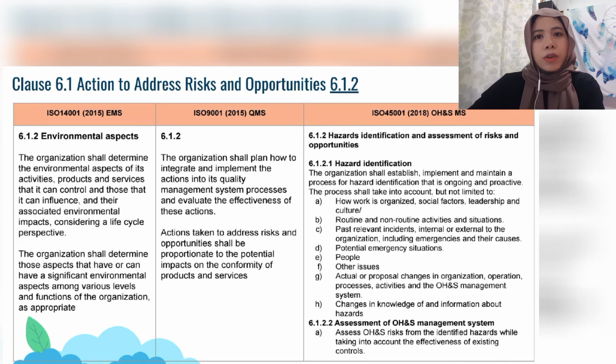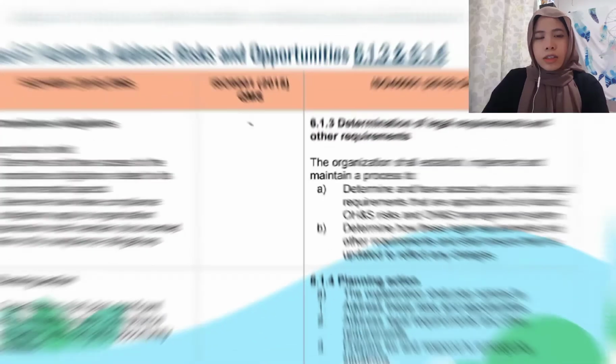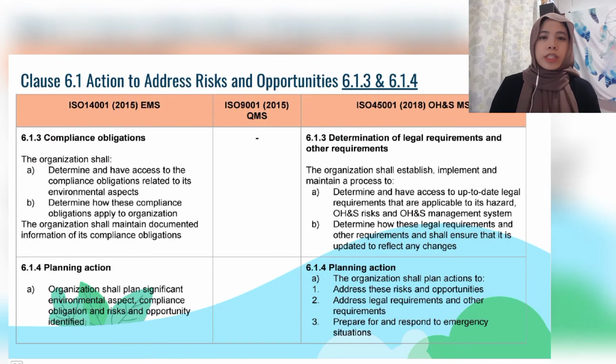Next, for ISO 45001, the organization shall establish, implement, and maintain a process for hazard identification that is ongoing and proactive, and also assess OHS risk from the identified hazards while taking into account the effectiveness of existing controls. ISO 45001 also determines and assesses the other risks related to the establishment, implementation, operation, and maintenance of the OHS management system. Next, the subtopics: 6.1.3, which is compliance obligations, and 6.1.4, which is planning action.